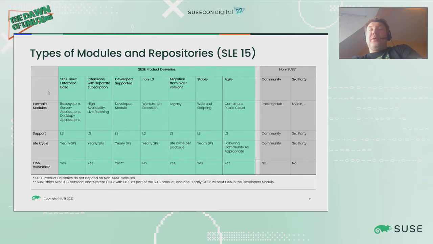For example, when it comes to containers, they are moving faster than our annual release cycle, so they have their own life cycle. And last but not least is availability of LTSS. If you plan to stay longer than the standard support, you should check whether the modules that are important for you are supported by LTSS.